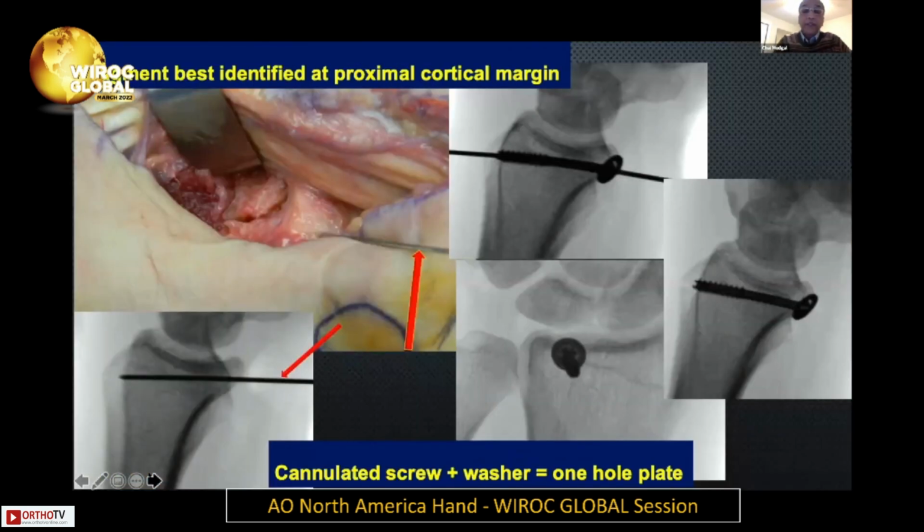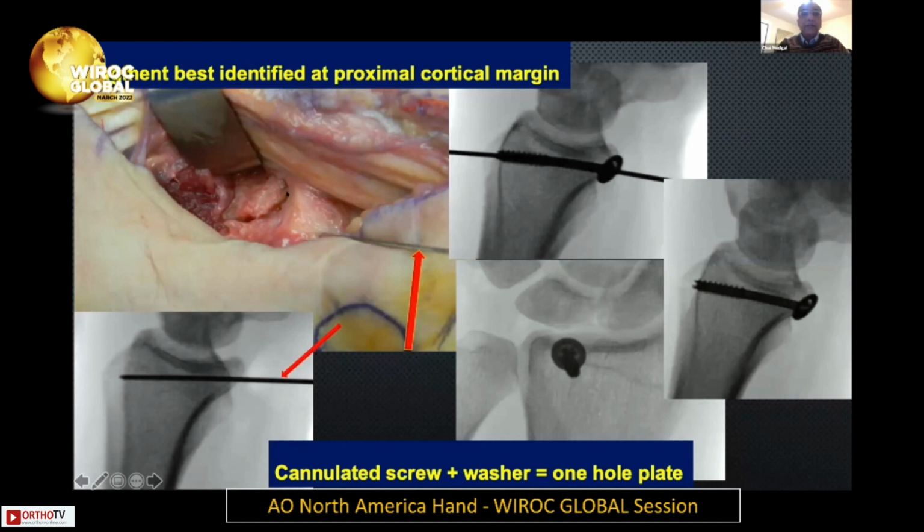How do you identify the fragment? Because when you elevate the pronator quadratus, you can barely see anything. So I usually run a freer along the ulnar aspect of the distal radial shaft until I feel that uneven step of the radial cortical defect. I then exploit that defect, elevate the fragment and push it distally.